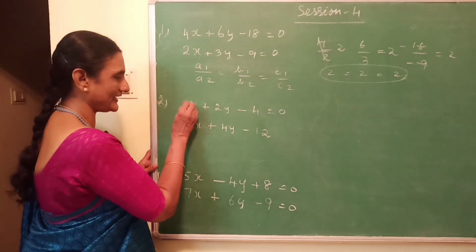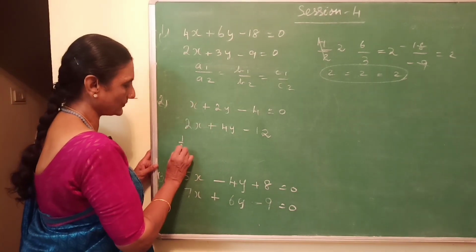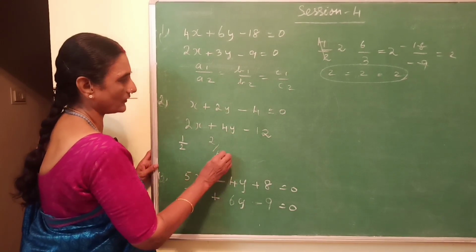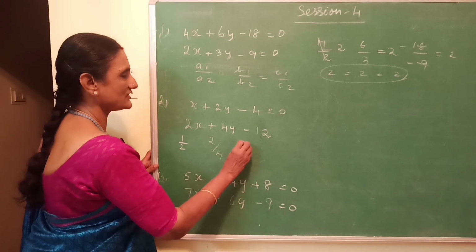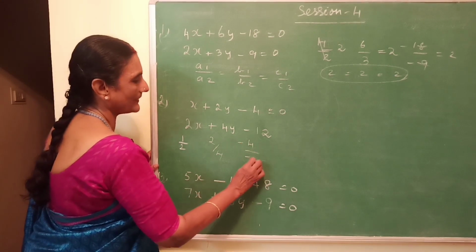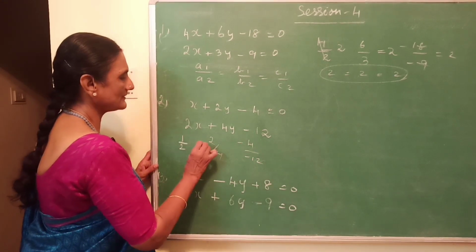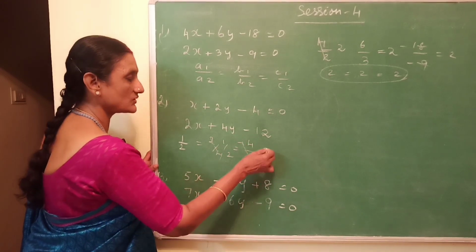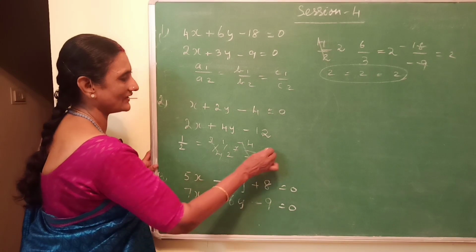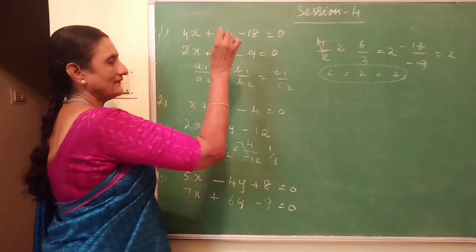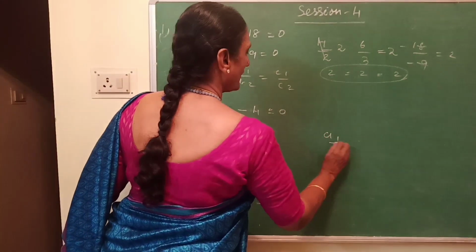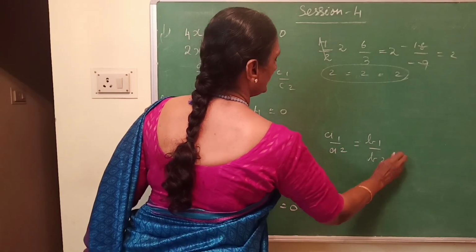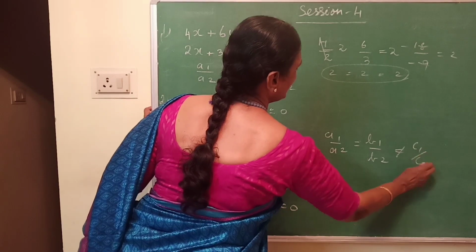A1 by A2 is 1 divided by 2. B1 by B2 is 2 by 4. C1 by C2 is minus 4 by minus 12. On simplification, this is equal to this. But this is equal to 1 by 3. So this is not equal to 1 by 3. Therefore, we sum up: A1 by A2 is equal to B1 by B2 is not equal to C1 by C2.